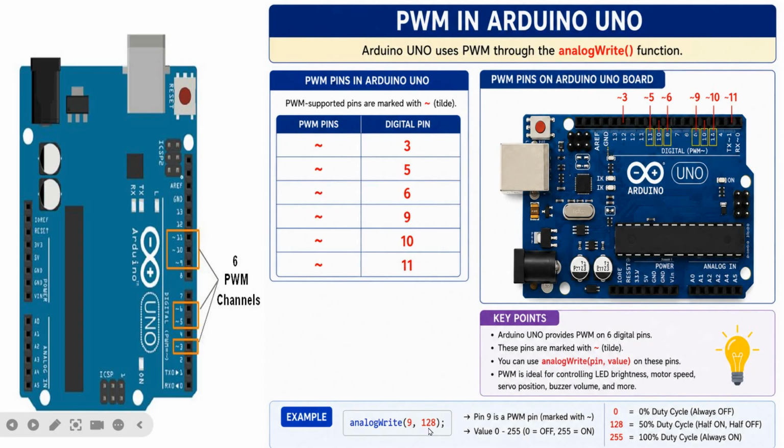It means if you write 0, you will get a 0% duty cycle. So whatever device you are using will always be off. If you write 128 or 127, you will have a 50% duty cycle. It will be half on and half off. And if you write 255, it will be fully on. So this value can be varied between 0 and 255.